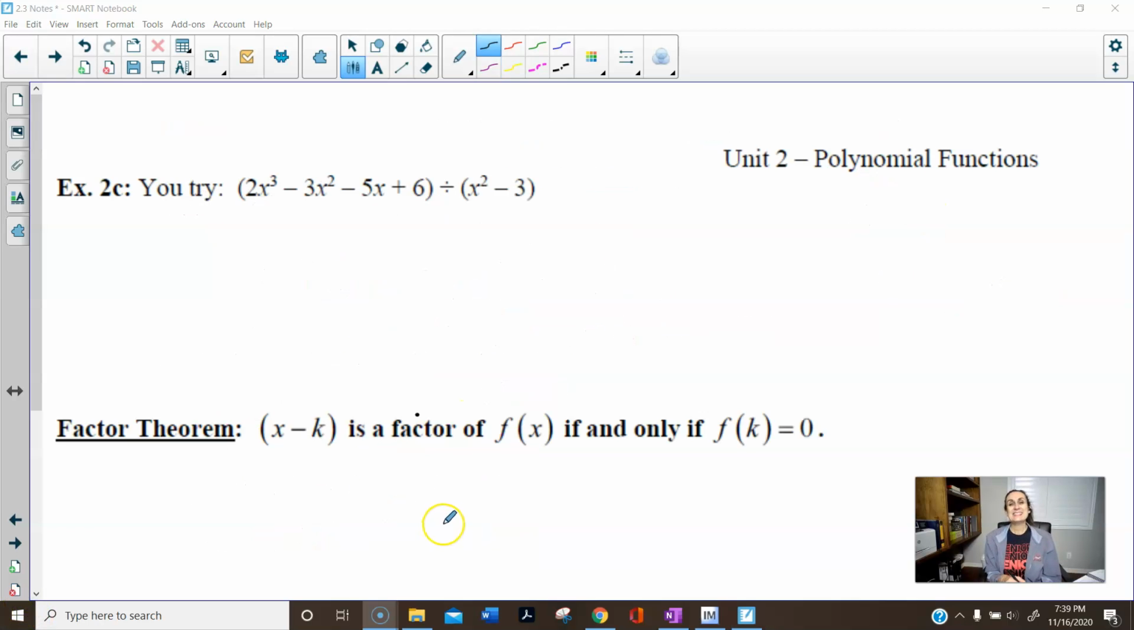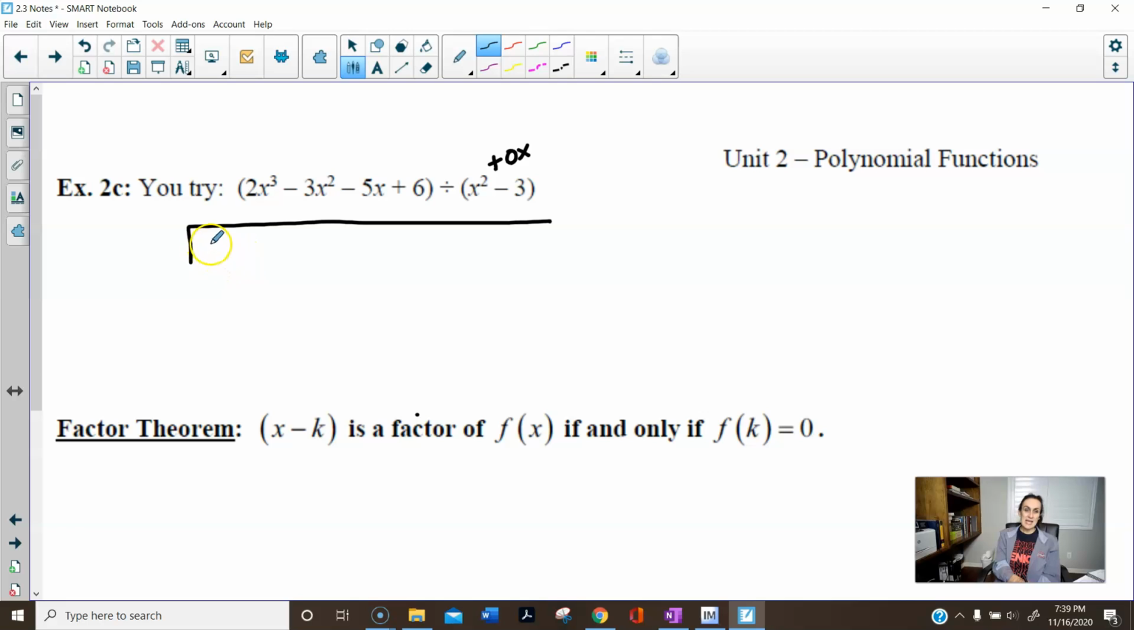So looking at example 2c, we're going to use long division. And do you see that this is missing a plus 0x? So underneath, we're going to have 2x cubed subtract 3x squared subtract 5x plus 6. I made sure those were in order. X to the cubed, x to the third, x to the second, x to the first, and the constant term. And then we're going to divide it by x squared plus 0x subtract 3.